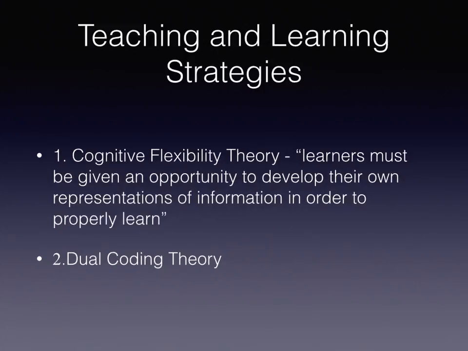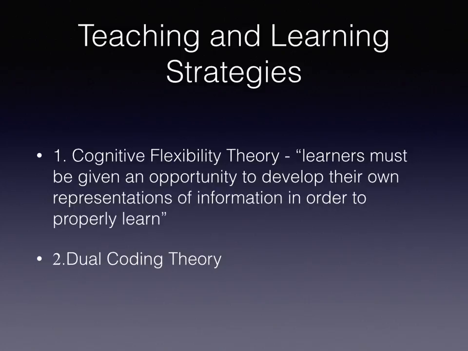So, as far as theories that go into play with this project, we have the cognitive flexibility theory. What stuck out to me is learners must be given an opportunity to develop their own representations of information in order to properly learn. So the students are taking this information that they've learned, they're putting their own spin on it, and instead of just taking it at face value, oh, this is how I introduced myself, or this is how I talk about the weather, they're taking it a step further to talk about how it relates to their personal situation and how it may be different for them.